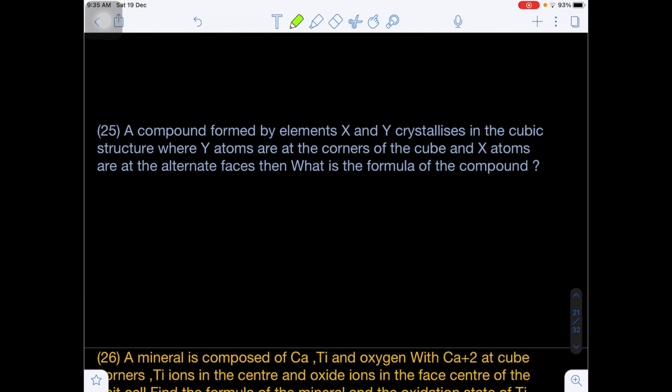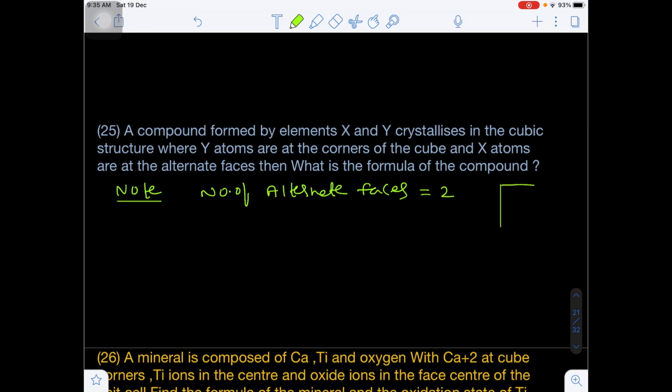Okay. Now come to question number 25. In question number 25, a compound formed by the elements X and Y crystallizes in a cubic structure where Y atoms are present at the corner of a cube and X atoms are at the alternate faces. Now remember, there is one important note I am writing here. Number of alternate faces will be 2.